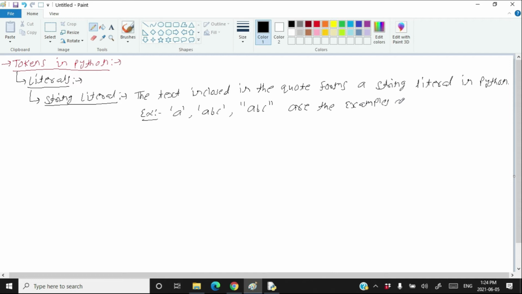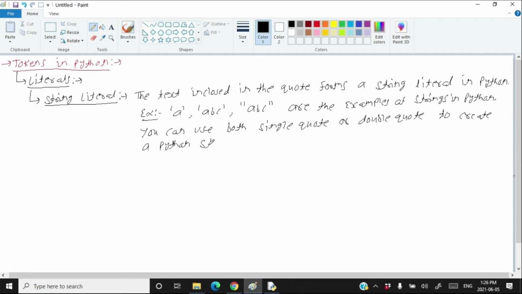Examples of strings in Python. We can have either a single character enclosed in the quotes, single or double quotes, or we can have multiple characters enclosed in the quotes, single or double quotes. That doesn't matter. Everything is a string literal in Python. You can use both single quote and double quote to create a Python string literal.